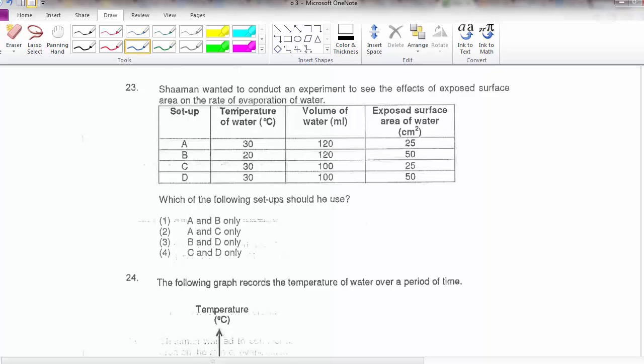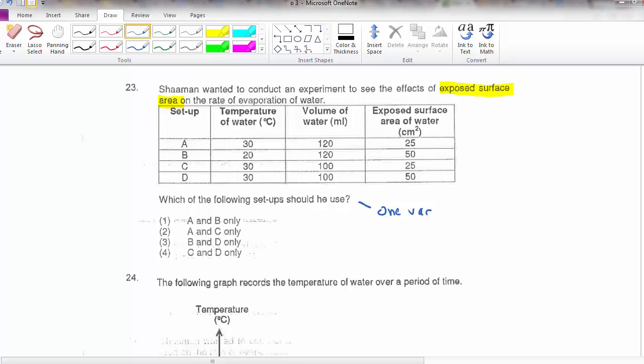Question 23. Sharma wanted to conduct an experiment to see the effects of exposed surface area. So she set up these few things, and which of the following setups should she use? Now remember, fair test. Fair test means only one variable should change. So my focus is on exposed surface area, so this is the variable that will be changing. Okay, so let's take a look.